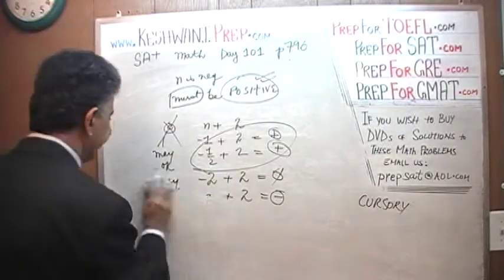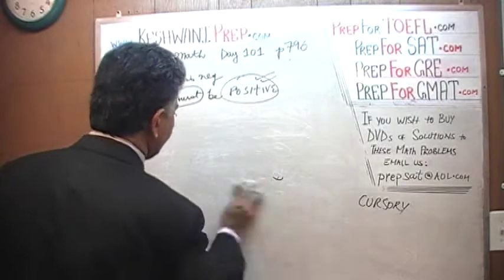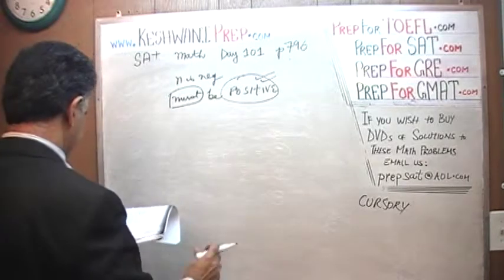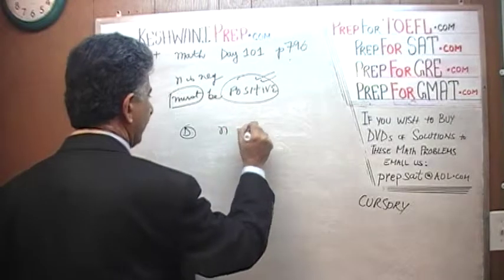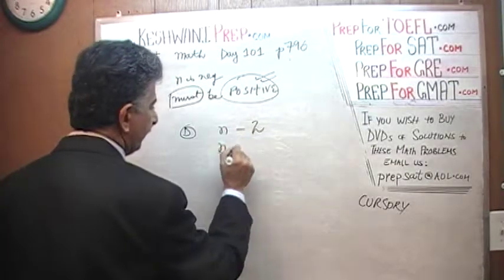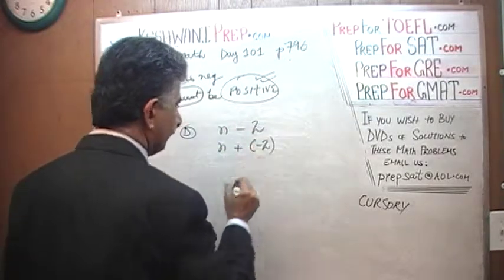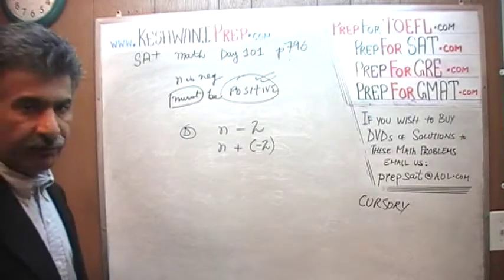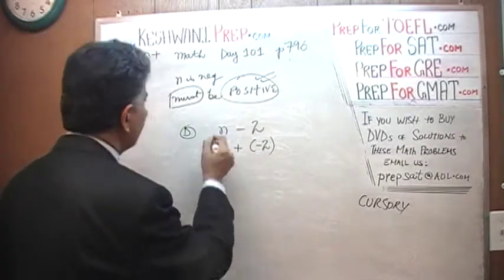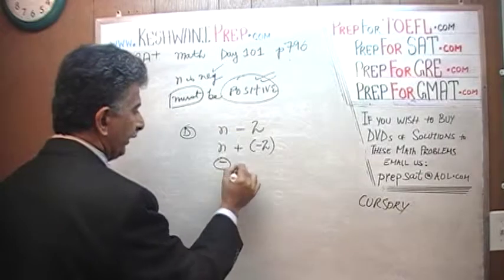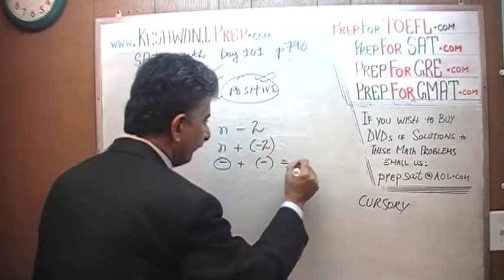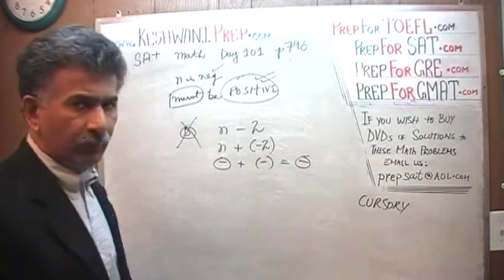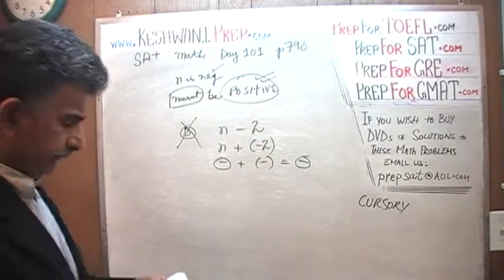Let's look at D. In D, they tell us n minus 2, which can be written as n plus a negative 2. Okay, let's write it like that so it's easy to see. Again, we know n is negative because we are told n is negative. A negative plus a negative is going to be negative. That's not it. We're looking for something that is positive all the time.